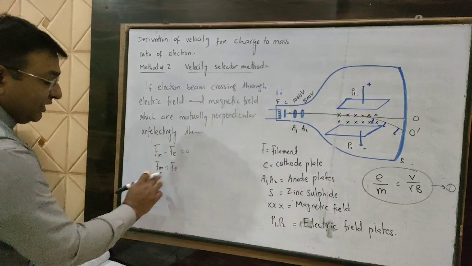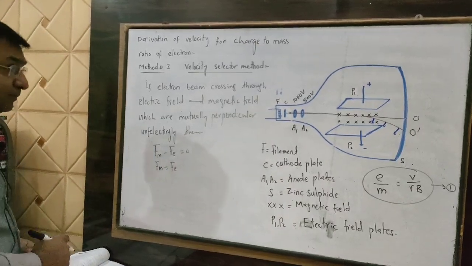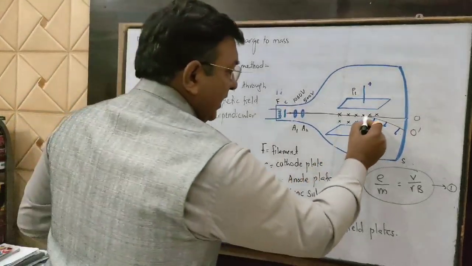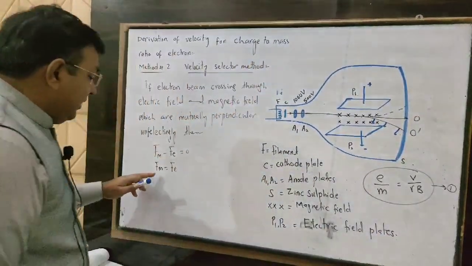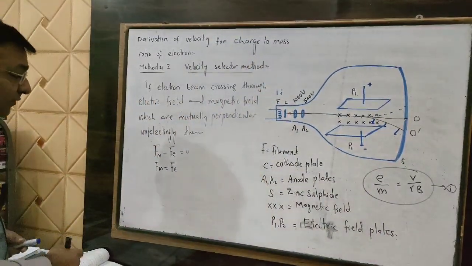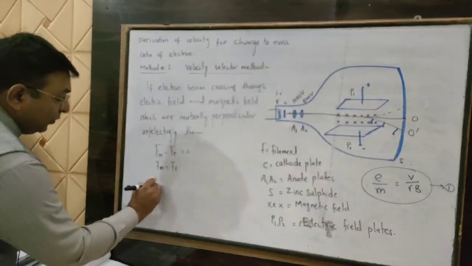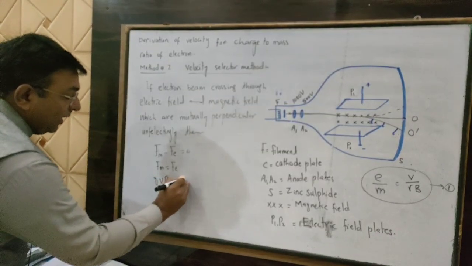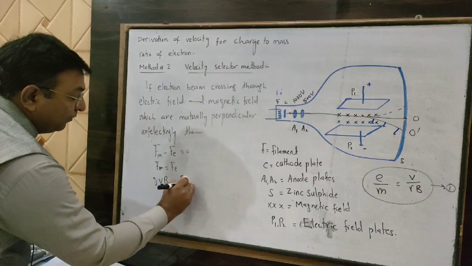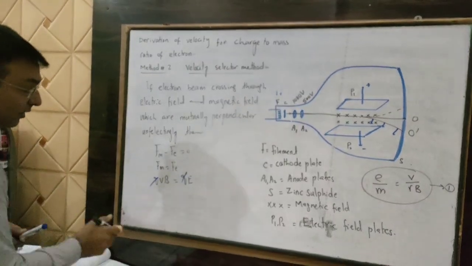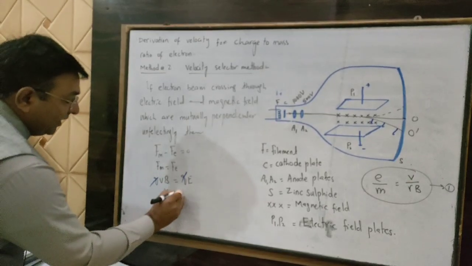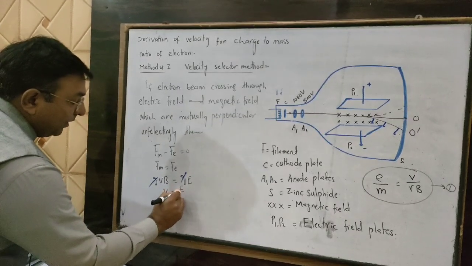So Fm is equal to Fe. अगर ये दोनों forces एक दूसरे को cancel कर रही हैं तो particle यहाँ पर पहुंचेगा. तो we can write Fm is equal to Fe. Fm means Q V B and Fe means Q E. And in this case E Q में cancel हो जाएगी, बाकी V का जो value आ रहा है E upon B.